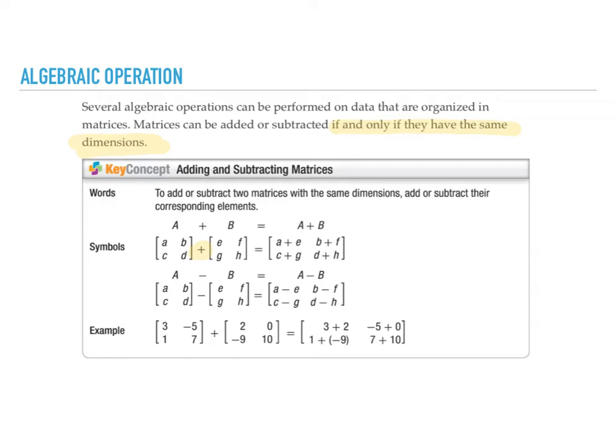So we would just add A and E together because those are both in the upper left corner. We add B and F together, we add C and G together, and we add D and H together. And then it gives us a brand new matrix.